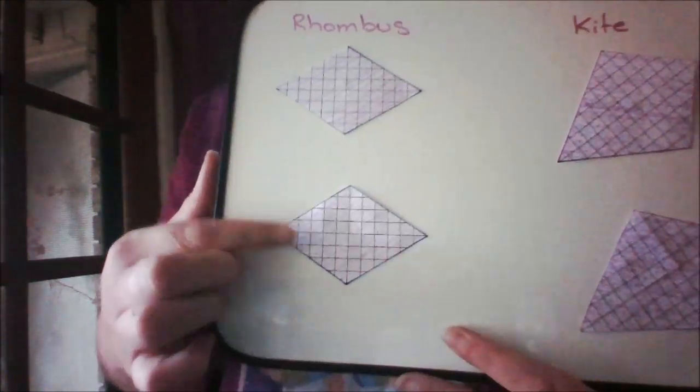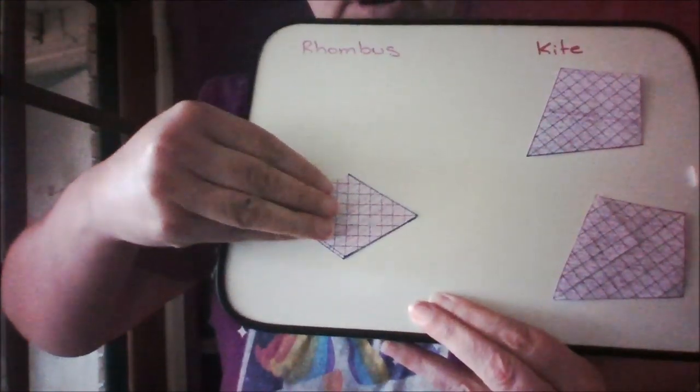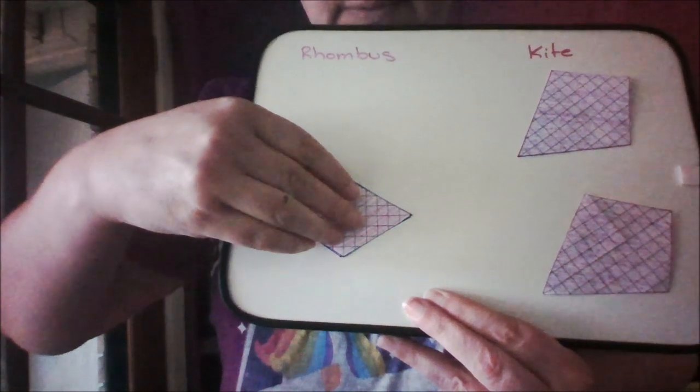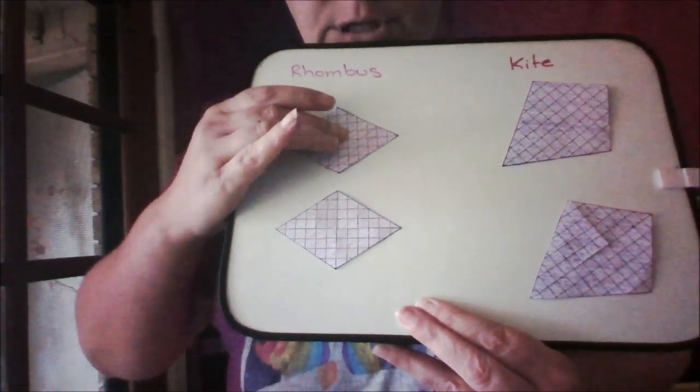So over here we have our rhombuses. These two rhombuses are exactly the same size. If I took this one off and put it over the top, it covers it up perfectly. So these are exactly the same size. And I just want to show you a trick.